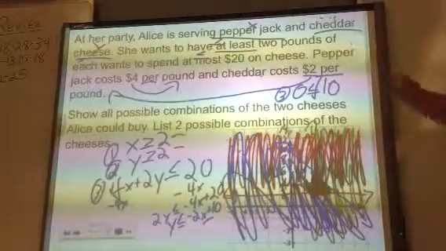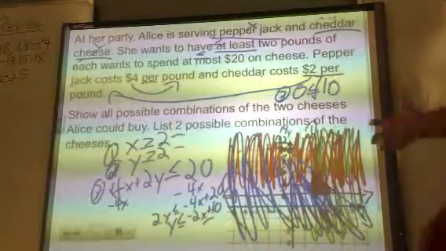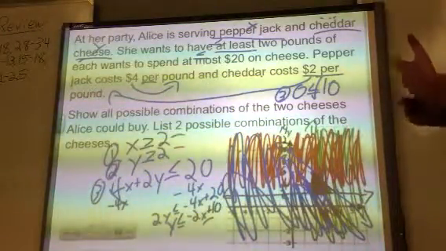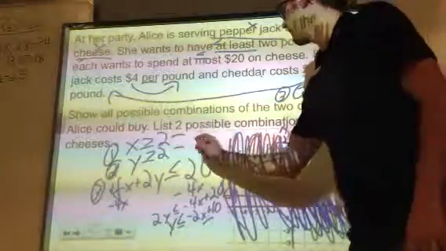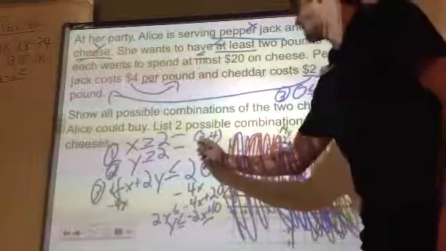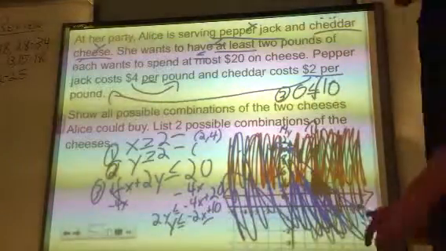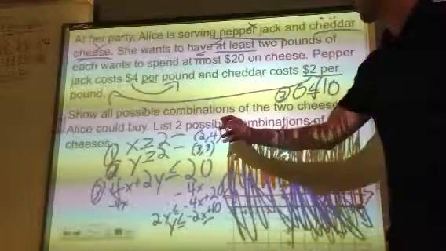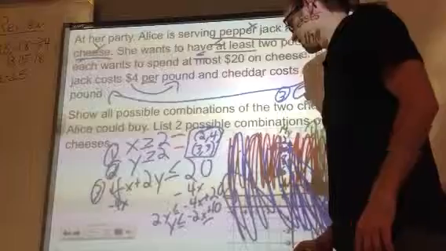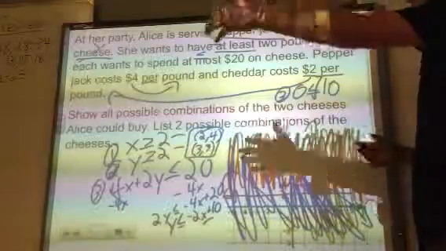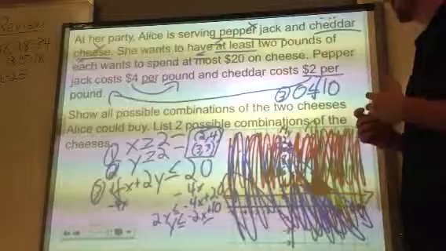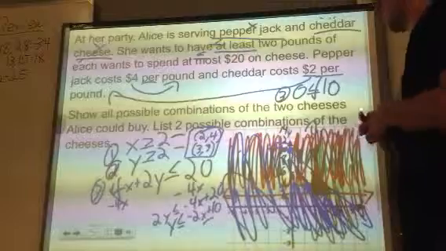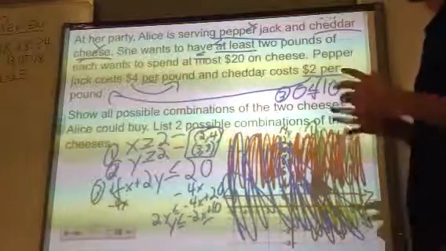So, list 2 possible combinations of the cheeses. Look at 2 points that are going to be in our graph. The point 2, 4 is going to be in our graph, and the point 3, 3 is going to be in our graph. Okay? So there's 2 possible combinations. Think about what that means. The x part is pepper jack, so 2 pounds of pepper jack and 4 pounds of cheddar cheese. 3 pounds of pepper jack and 3 pounds of cheddar cheese will be 2 examples of solutions for this inequality.